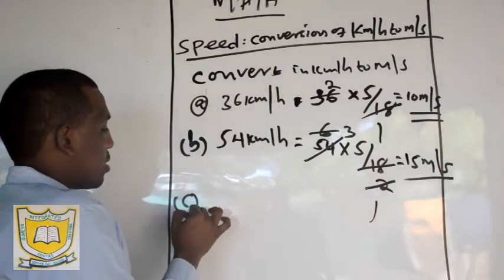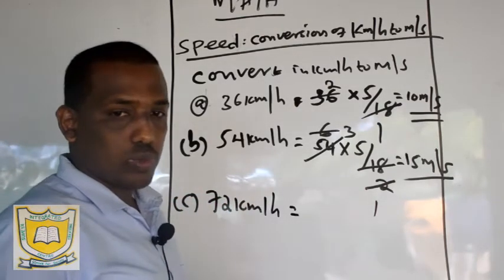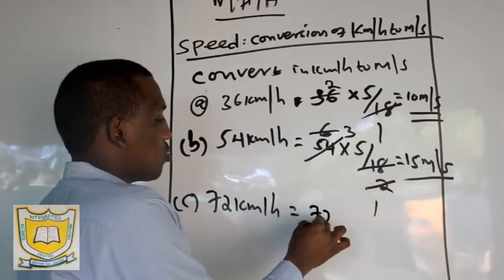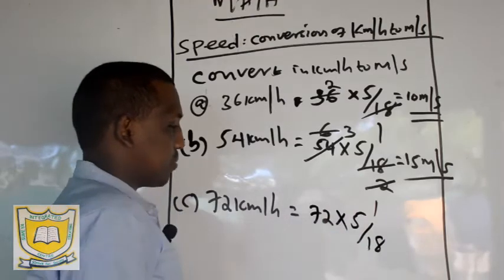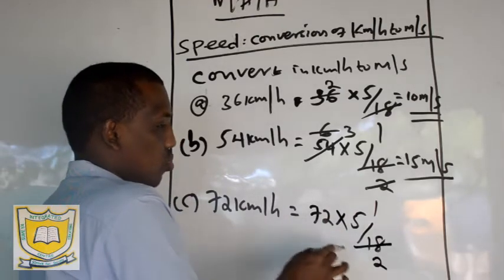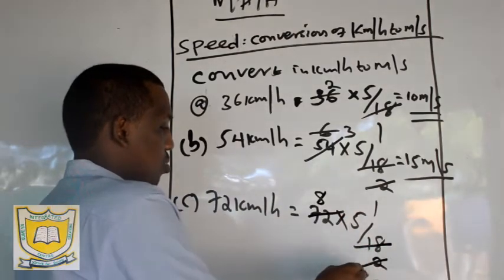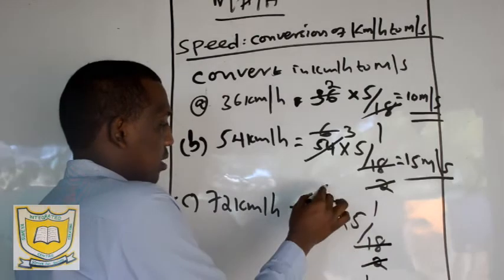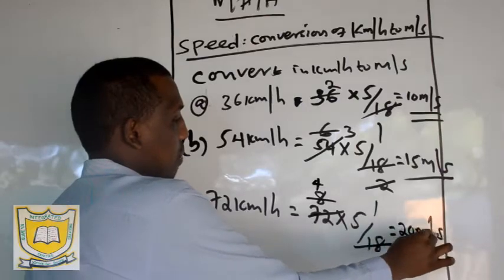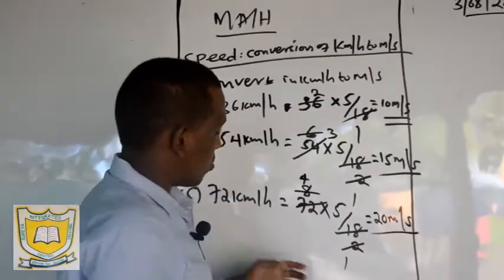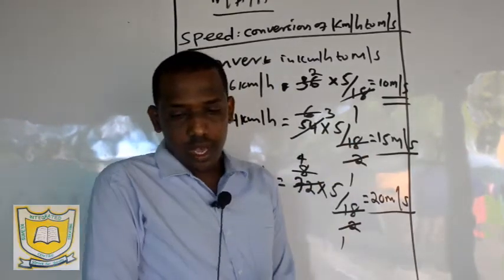Number C, you are told 72 kilometer per hour. We want to change this into meters per second. You say 72 multiplied by the formula 5 over 18. By 9, 2. By 9, 8. By 2, 1. By 2, 4. 4 times 5, you will get 20 meters per second. That is how we get it, so it's very easy. It's a matter of cramming this formula, times 5 over 18.